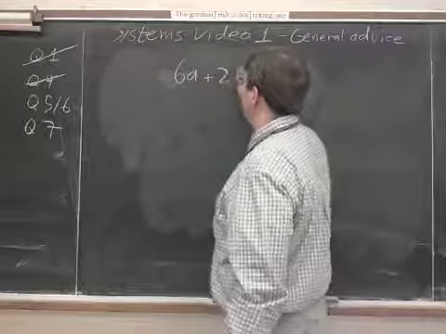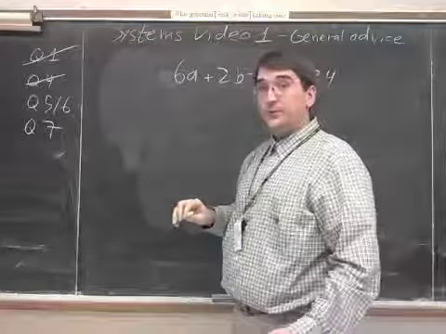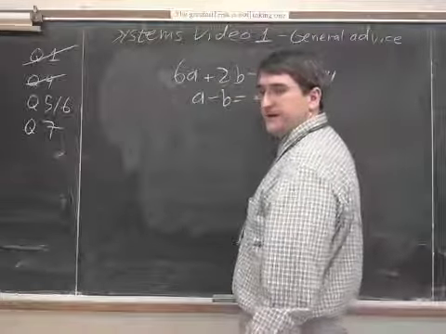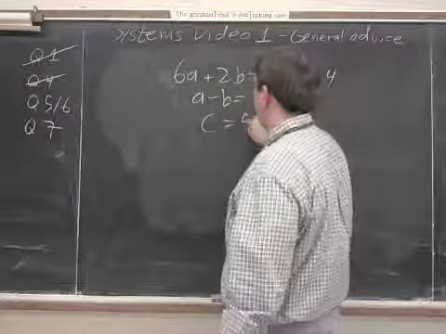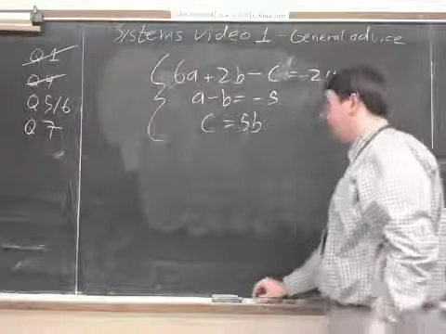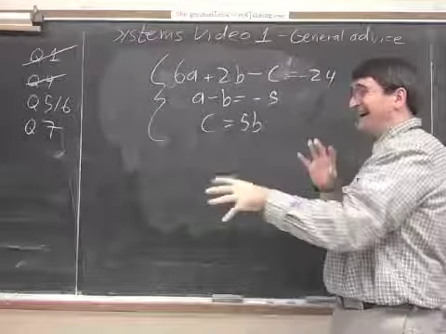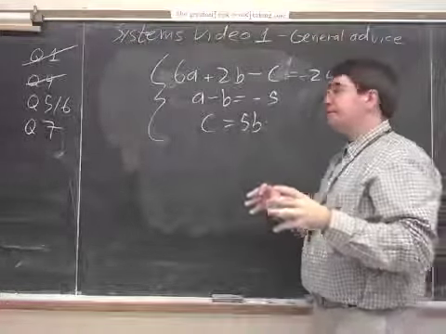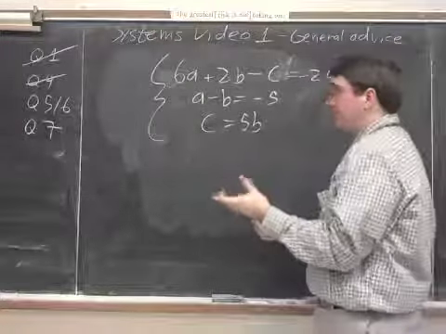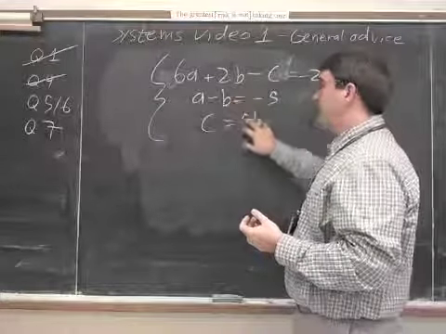plus 2b minus c equals negative 24, we need three equations. A minus b equals negative 5, and c equals 5b. I should probably have those all the way over to the left, but anyway. So there are three equations. And you'll notice that not every equation has every variable in it. In fact, the only variable that all three of these have in common is the b.